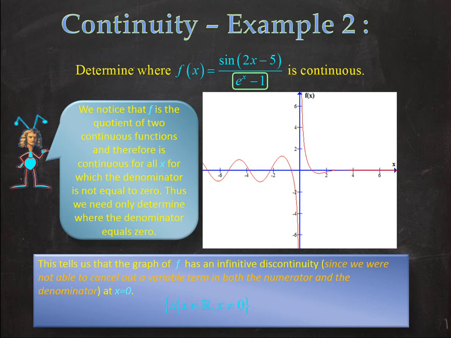But when x is less than 0, again, sine of 2x minus 5 when x is about 0 is positive. But e to a negative number is a small number, minus 1, which is a negative number, so I get a positive divided by a negative, and therefore my function will go down to negative infinity.